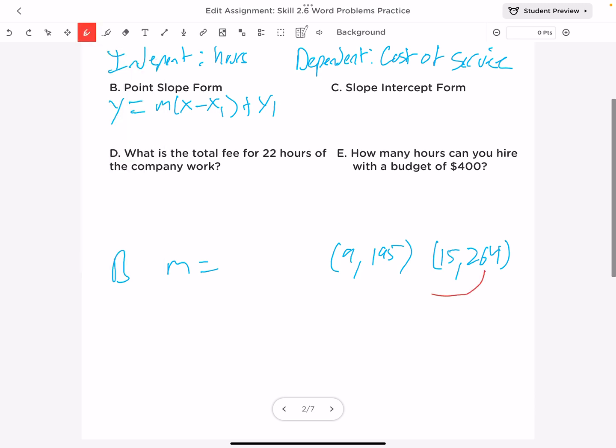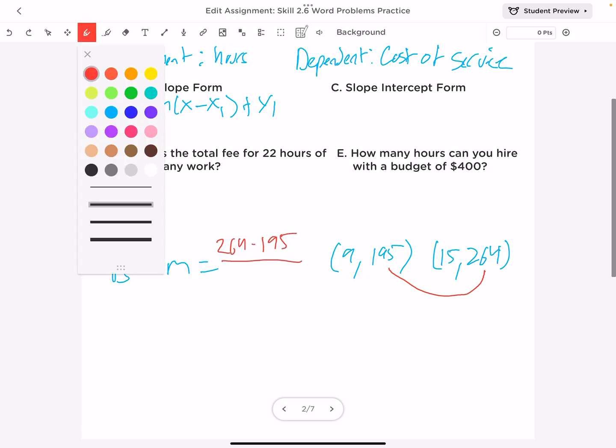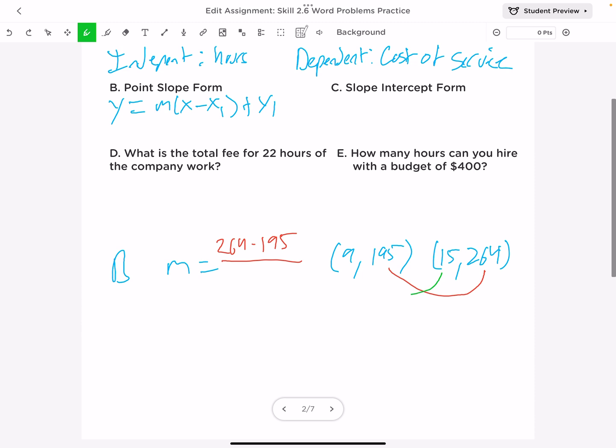So I would do 264 minus 195 over 15 minus 9. And when I do that, I get my m is equal to $69 over 6 hours. And you can include the units, but that's not necessary. All right, so you can just say 69 over 6 or 11.5. Now, because it's a word problem, we use decimals, not fractions, or $11.50 is what they charge per hour.